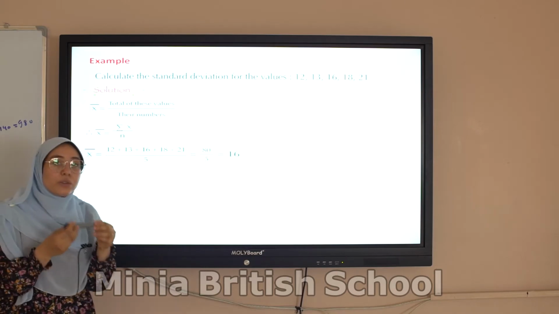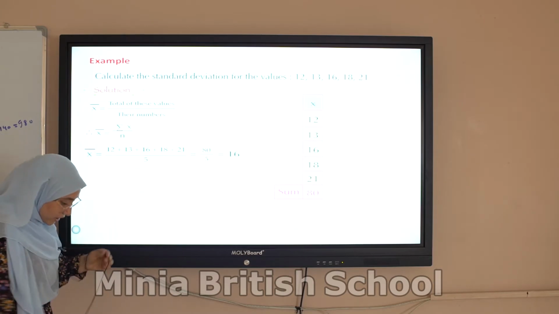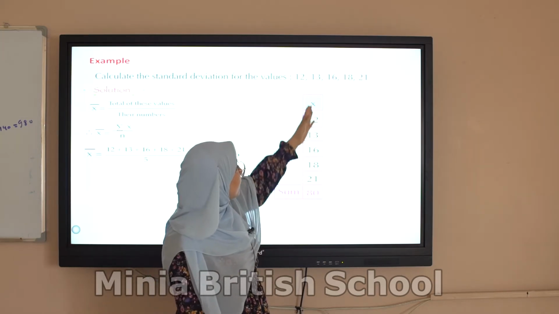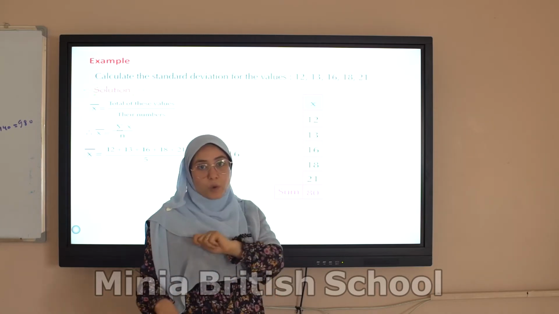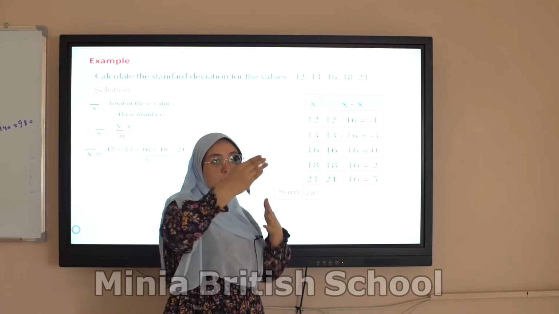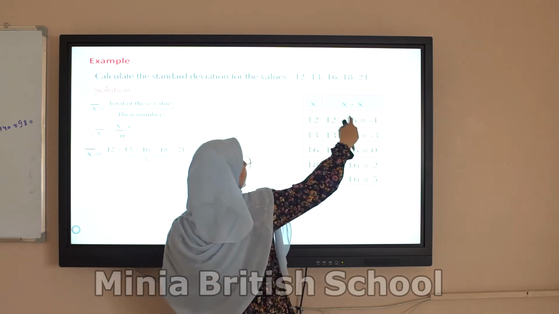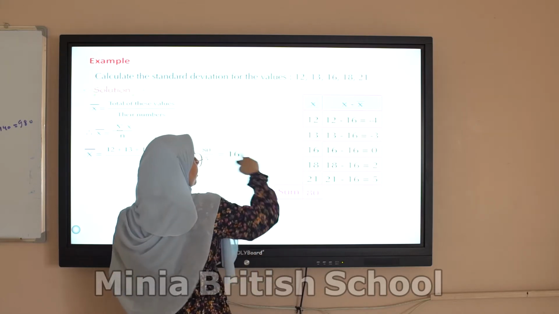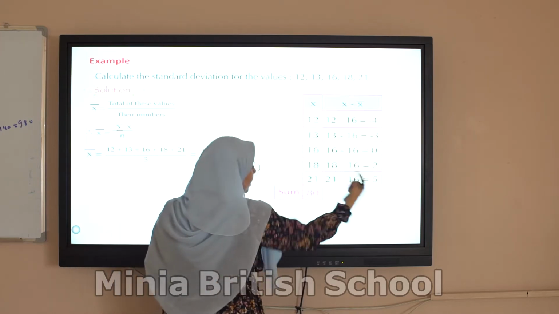Now I need to find, in the first column, x, our values 12, 13, 16, 18, 21. Here I have a new column, x minus x bar. x bar equals 16, so 12 minus 16 equals negative 4, 13 minus 16 is negative 3, 16 minus 16 is 0, 18 minus 16 equals 2, and 21 minus 16 equals 5.